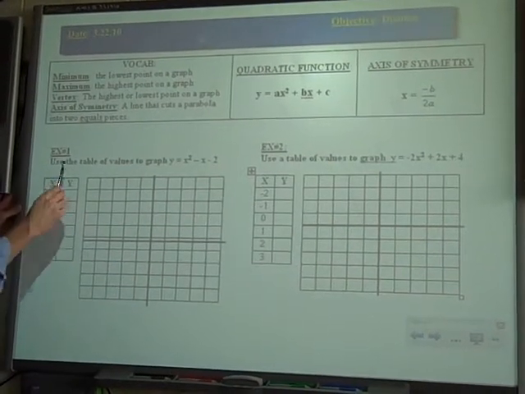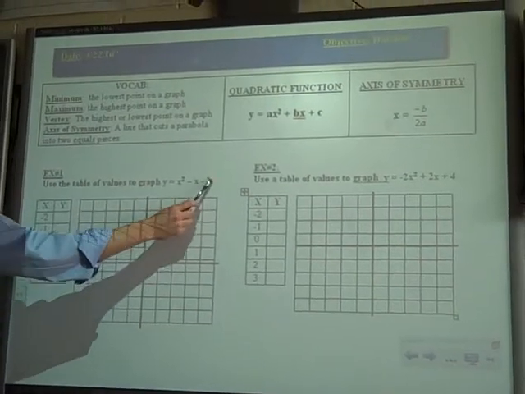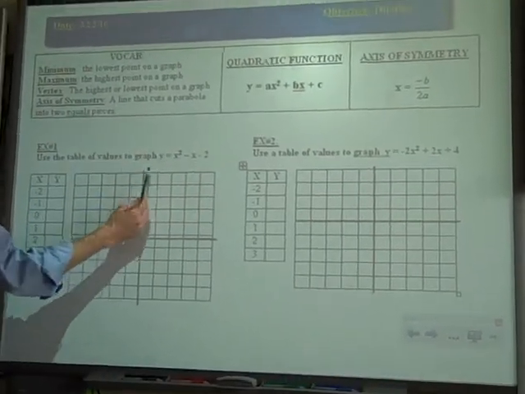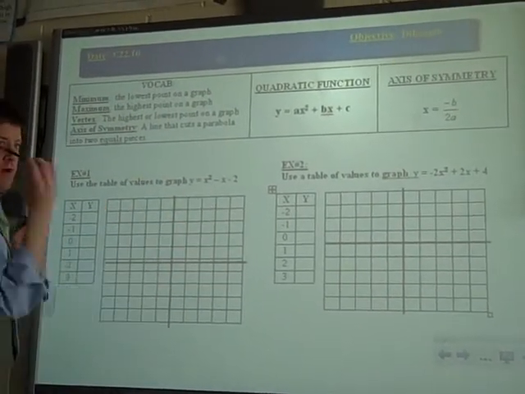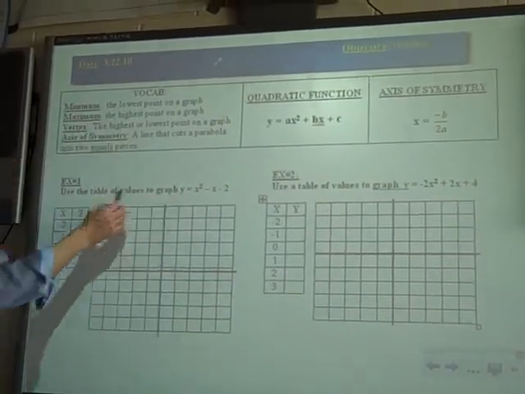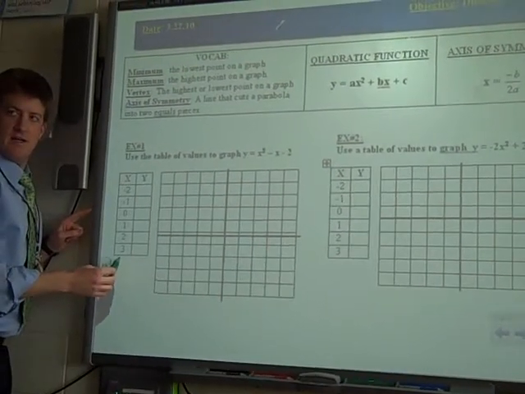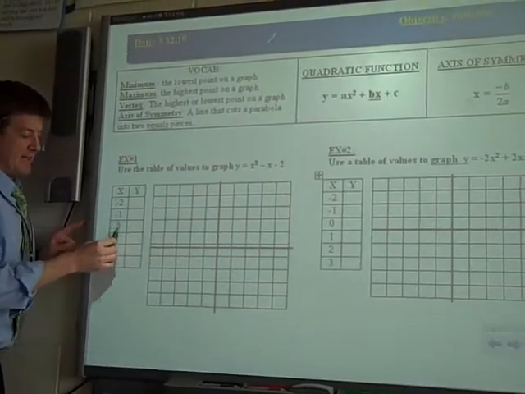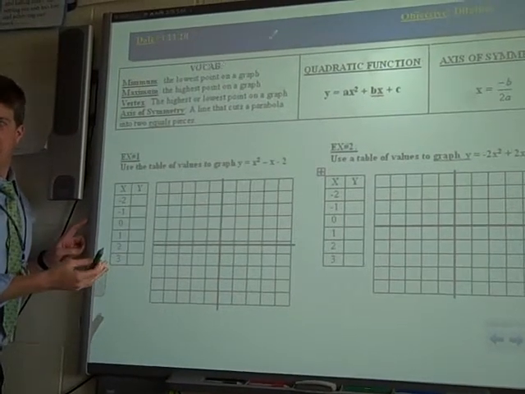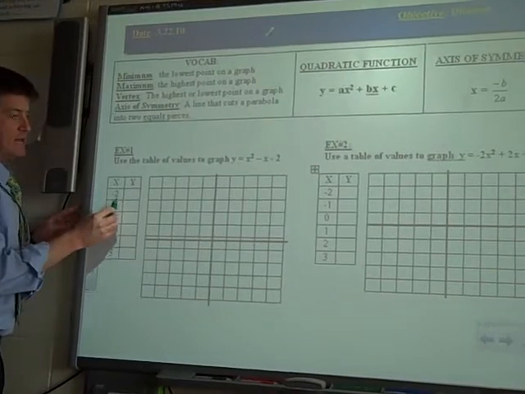All right. So it says use the table of values to graph this. It's a trinomial, right? Does it have a leading coefficient? No, right? So real simple. You take your first x value. I just came up with these myself. I picked a couple negatives and a couple positives. Nothing fancy. I put them in, so I'm going to replace x with -2.